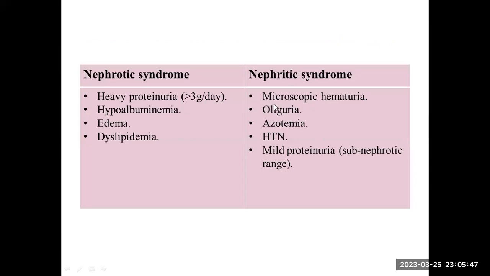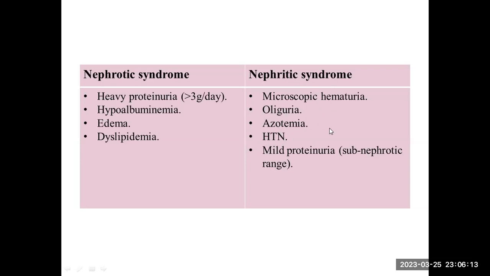If the glomerular filtration rate is reduced, automatically that means the metabolic waste products of the blood, which should normally be excreted through the kidney, will not be excreted in a normal way, and so they will start building up in the blood. So you will have high urea and high creatinine in the blood. This is called azotemia.